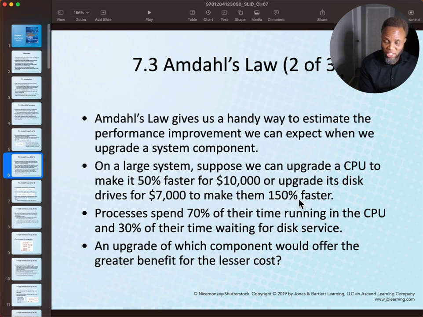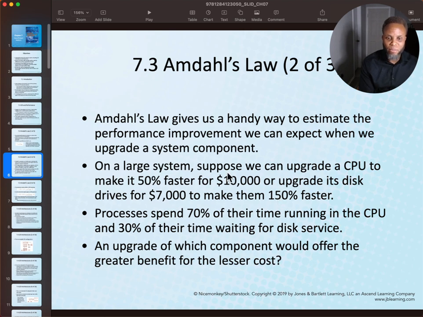Now, for this machine, processes that run on this machine spend 70% of their time on the CPU. So we call these processes mostly CPU bound, while they spend just 30% of their time waiting for disk. So if you have such a system, would you rather upgrade your CPU or would you rather upgrade your disk?